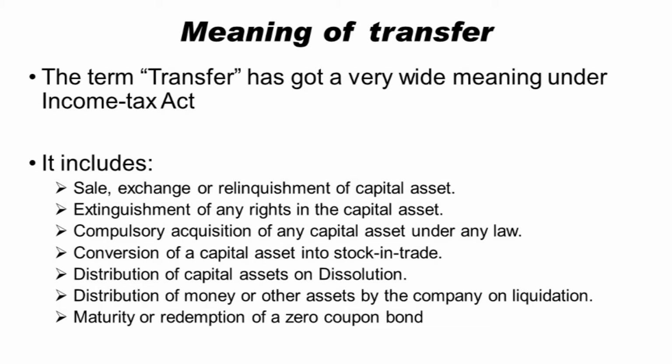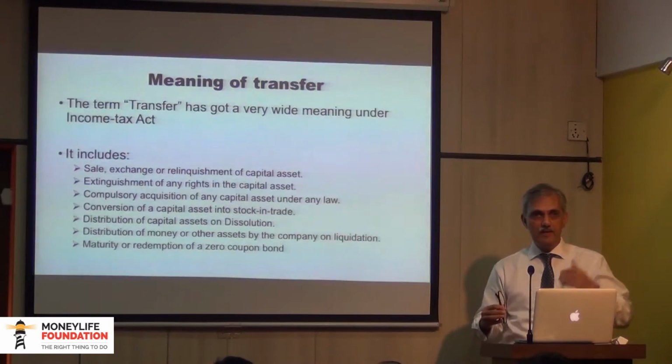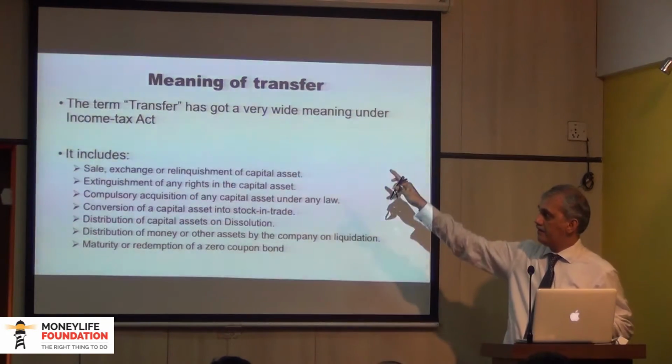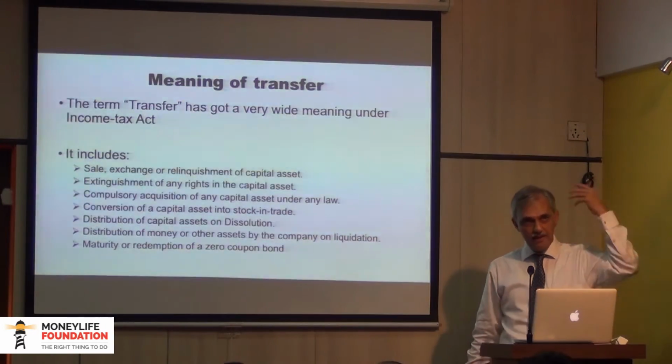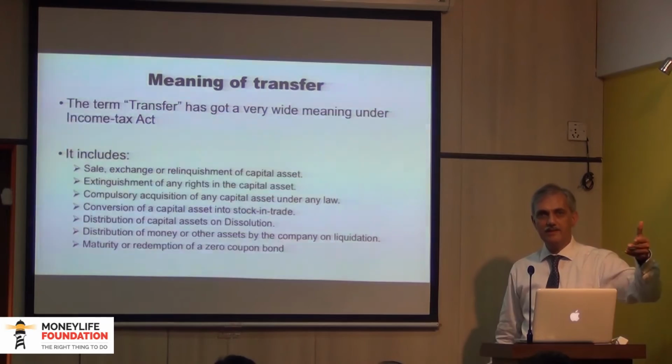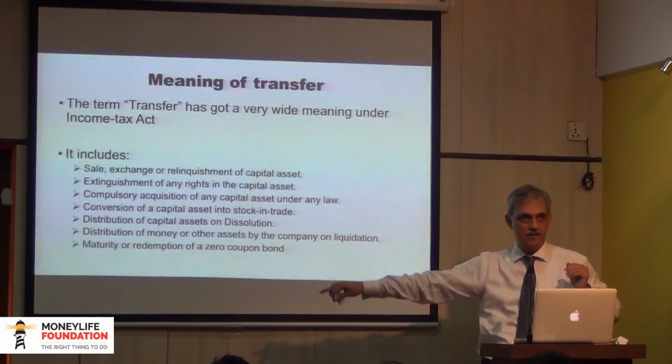The term transfer under the Income Tax Act has a very wide definition. Again, it is an inclusive definition. That is why I'm emphasizing the fact that it is an inclusive definition. The reason is that definitions can be inclusive or exhaustive or specific. Inclusive means, for example, transfer includes A, B, C, D, E, F, G, which means that there can be something else also which can be considered as transfer, but these are specifically mentioned.